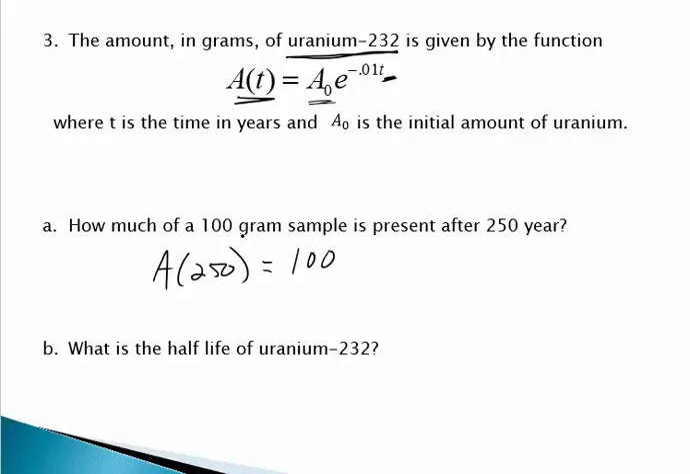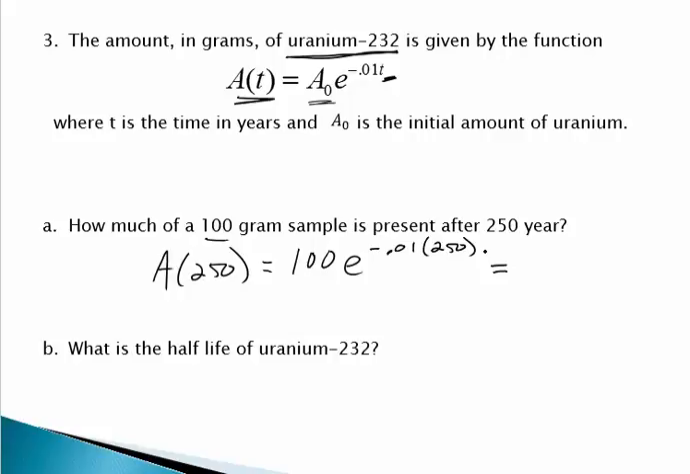The initial amount for this question is 100. There's my decay rate, and time is 250. That's it. Very similar to the previous problems. In this case, you're given t and asked to find A.